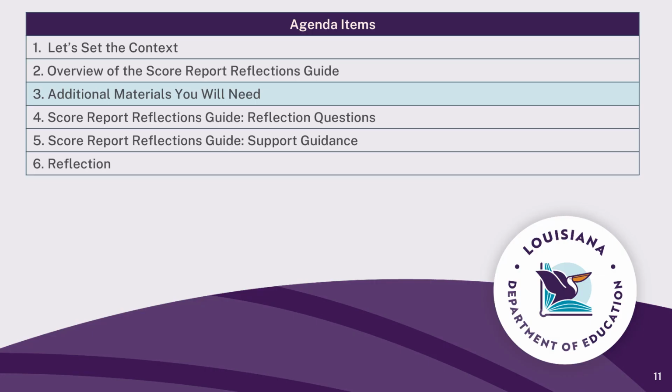In this section, we'll review what other materials you'll need to have access to while you use the Score Report Reflection Guide. Specifically, there are 2 sets of materials you'll need.